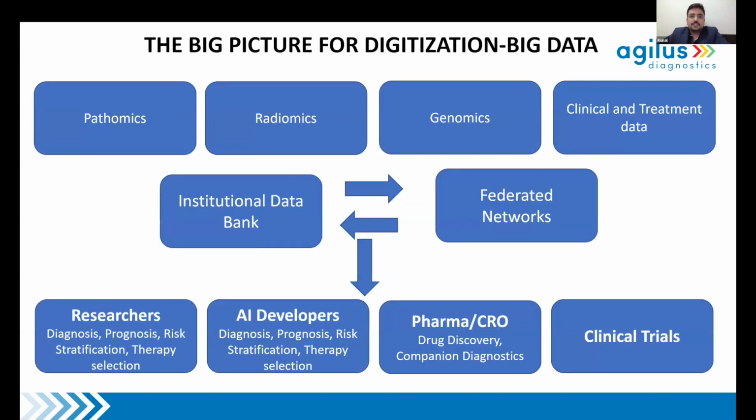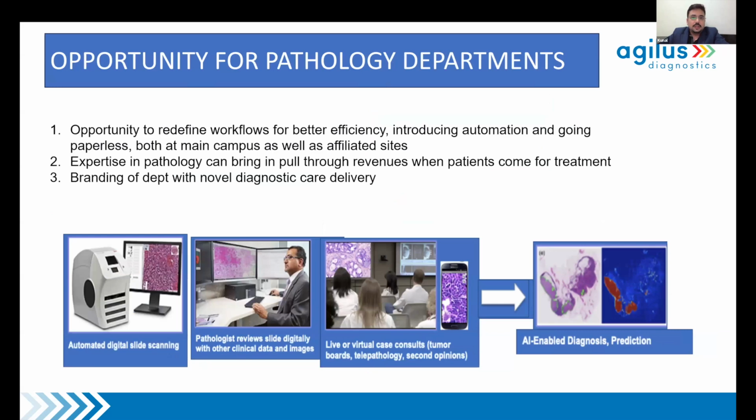So the big picture for digitization results in big data. It is useful in pathomics, radiomics, genomics, clinical and treatment data. It is useful for researchers, AI developers, pharma CROs, and even in clinical trials. Now, there is an opportunity for pathology departments. The opportunity is to redefine workflows for better efficiency, introducing automation and going paperless, both at the main campus as well as the affiliated sites.